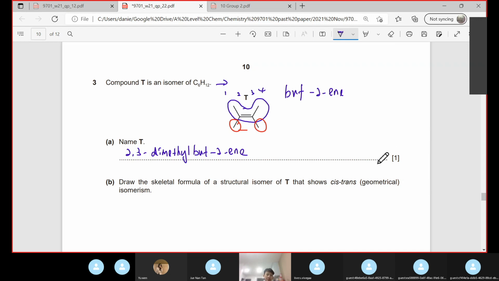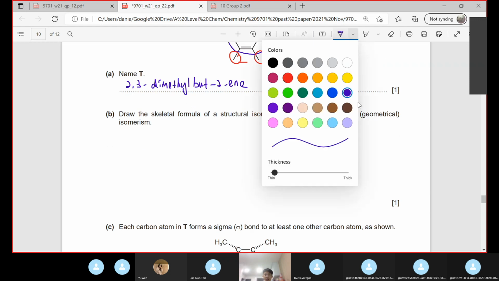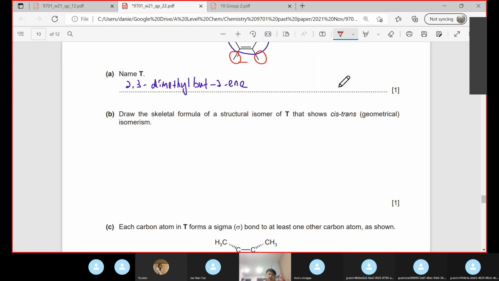Okay, B. Draw the skeletal formula of a structural isomer of T that shows cis-trans isomerism. It must be an isomer that shows cis-trans isomerism, and your answer must be a skeletal formula. This is very important. And they only ask for 1. Actually, over here, they can accept quite a lot of answers as long as you draw it correctly. And they only ask for 1, right?